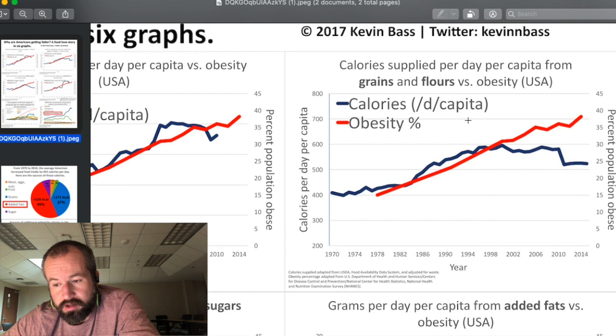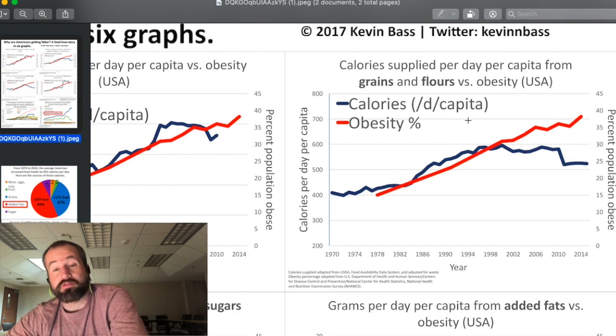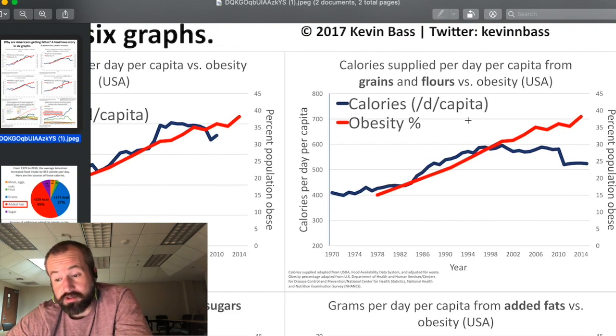But then from about 1998, 2000, all the way up to 2016 or 2015, for which this data is available, that past 15 years, actually there's been a decline in grain intake and flour intake. Meanwhile, obesity continues trending up. This suggests that grain and flour intake is not driving the obesity pandemic.